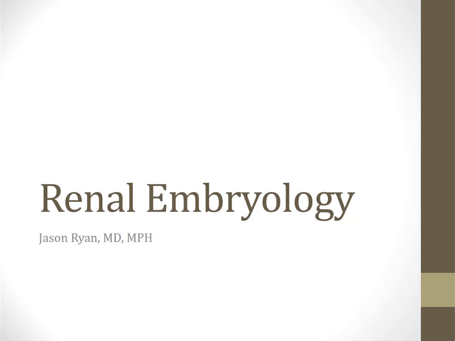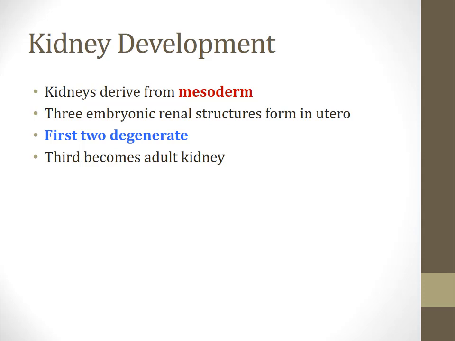Hi everybody, and welcome to our module on renal embryology. In terms of germ layers, the kidneys are derived in utero from the mesodermal germ layer, and what you have to understand about kidney development in utero is that 3 embryonic renal structures form in utero, but the first 2 degenerate and the third one goes on to become the adult kidney.